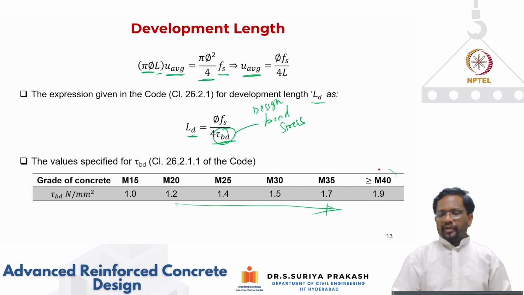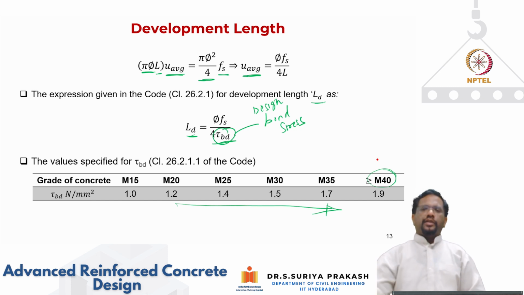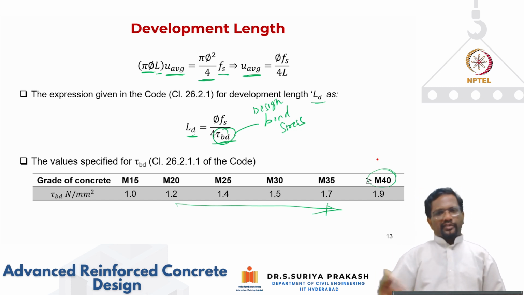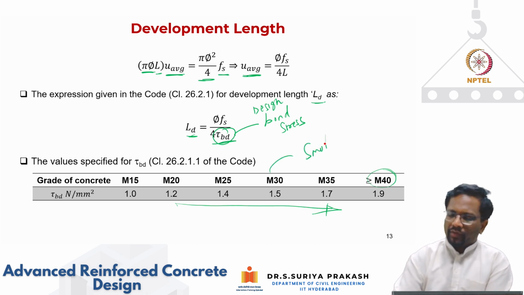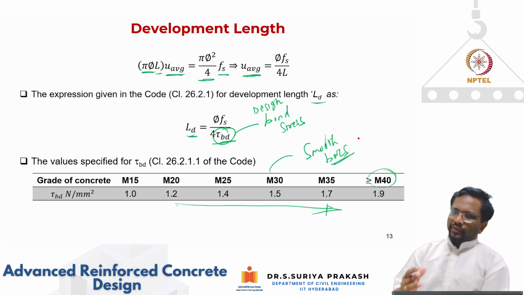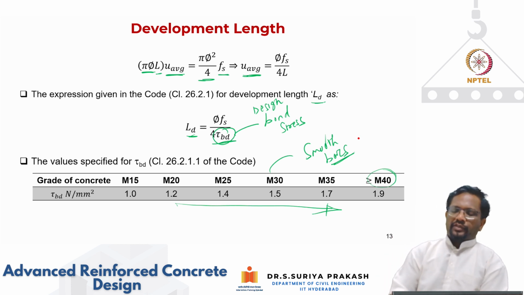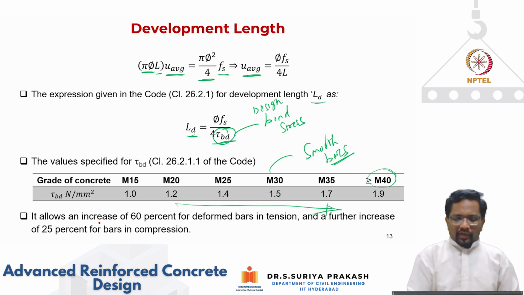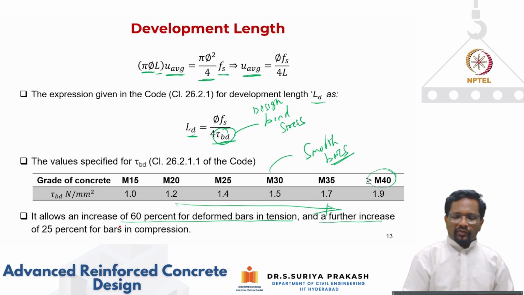Now, they have limited it up to M40 in your IS 456. If more data is available, then tau BD values can be established for high strength concrete also. Now these are valid for smooth bars. Nowadays we are using all deformed bars. On deformed bars, we know that because of the wedge action, it can develop much higher bond stress, right? So these values have to be amplified by some factor. That is what the code is going to give. It can be increased by 60 percent for deformed bars, which is what we are nowadays using, and a further increase of 25 percent for bars in compression.